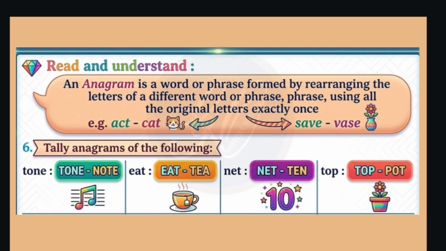Okay, so examples are given here. Act, if we rearrange it, it will become cat. The second word is safe. If we rearrange it, it will become vase. So we have a few words here to rearrange. First is stone. If we rearrange it, it will become note. The next word is eat. Rearrange it and you will get tea. Next is net. If you rearrange it, you will get ten. The last is stop. Rearrange it and you will get pot.